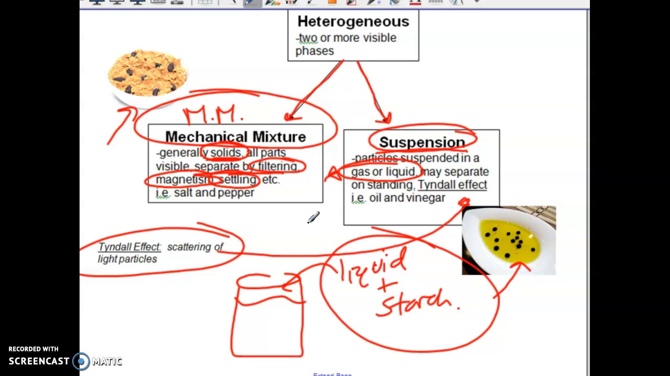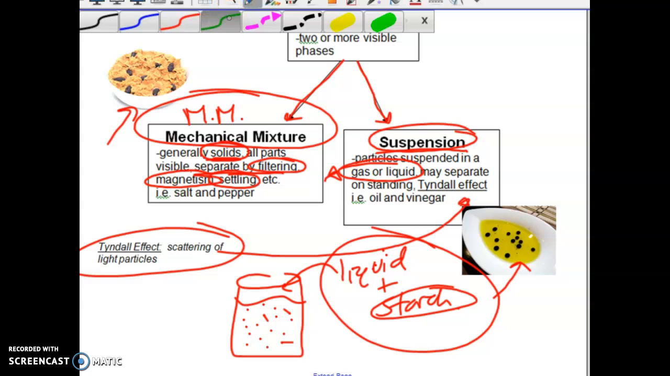So I'm going to put sand inside of water. It's going to be a mechanical mixture because I can still separate the sand from the water, okay? So starch is one, like a very specific example that does this. Not many other things do. So what happens is the starch is basically floating. Think of the word suspended, right? It's kind of floating in the water.